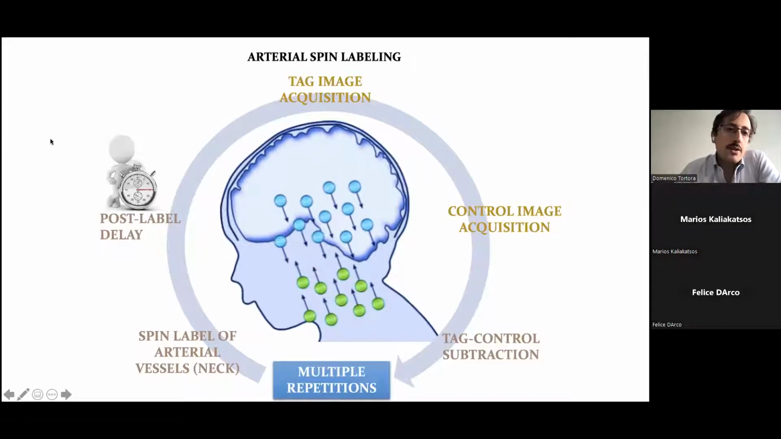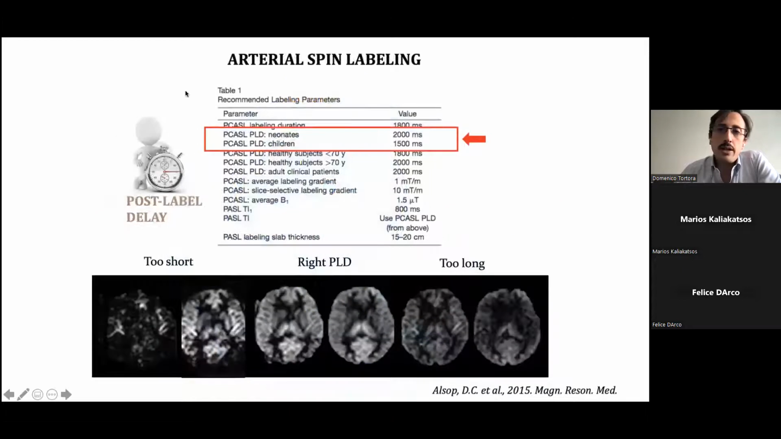Another important consideration is related to the post-labeling delay. As I said, this is the time required for the tagged water molecules to reach the brain tissue. And it's important to know that this parameter should be changed on the MR scanner in order to improve the quality and the accuracy of perfusion evaluation. You can see in this table the values of this parameter suggested in the white paper published in 2015.